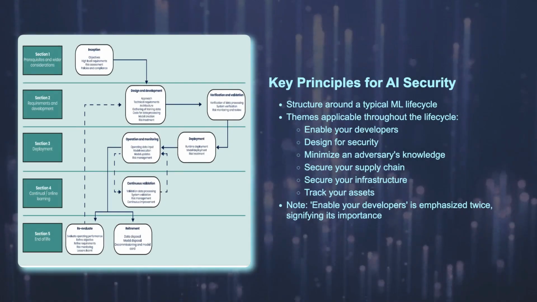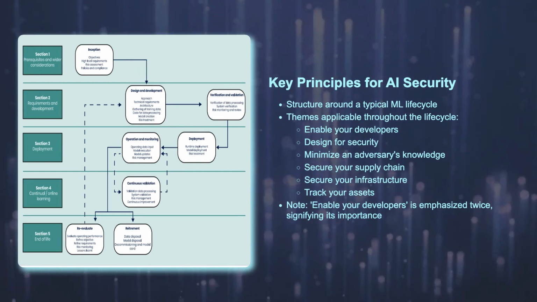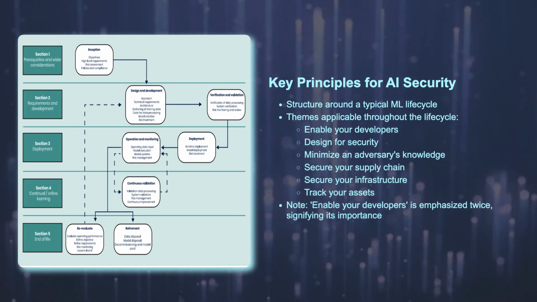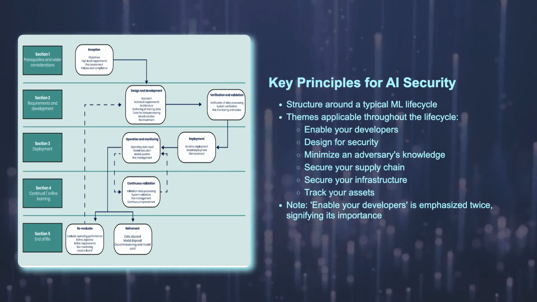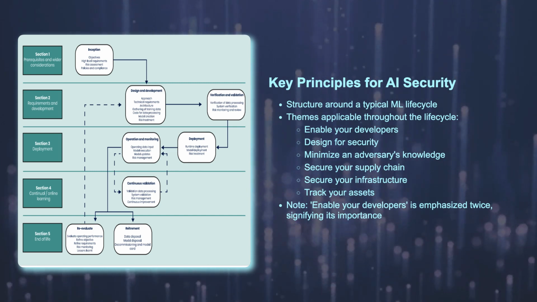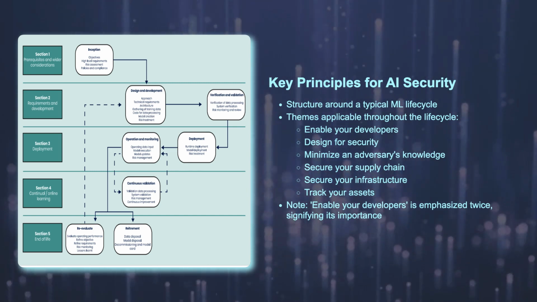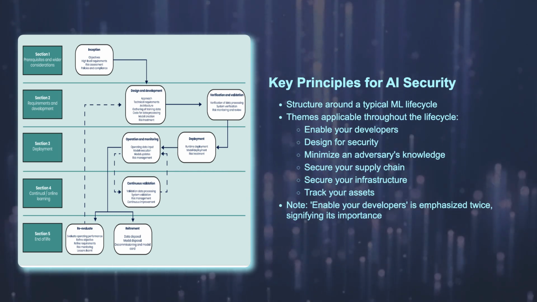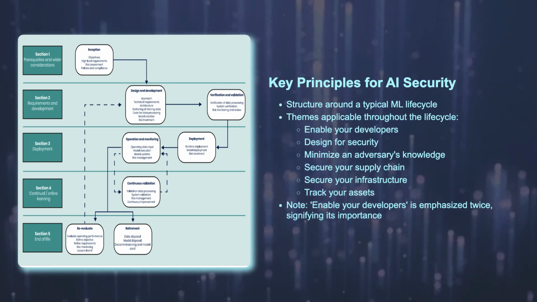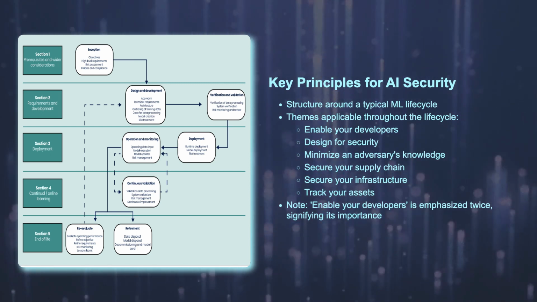How are they structured? To help users working on specific parts of the process, and since many of the vulnerabilities addressed in the principles appear at specific points, the principles are structured around a typical ML lifecycle. But several themes run through the principles and are applicable throughout the lifecycle. They are: enable your developers, design for security, minimize an adversary's knowledge, secure your supply chain, secure your infrastructure, track your assets, enable your developers.